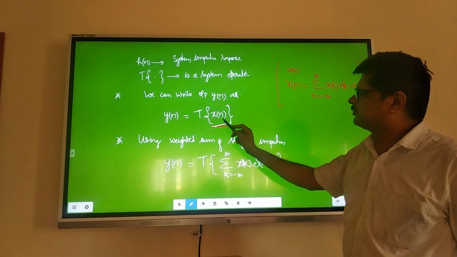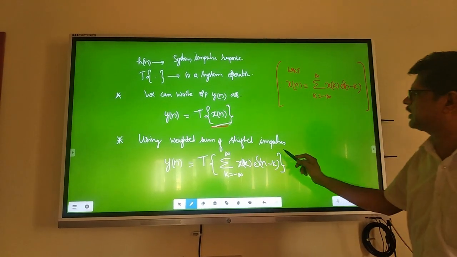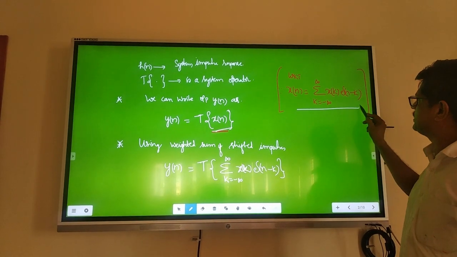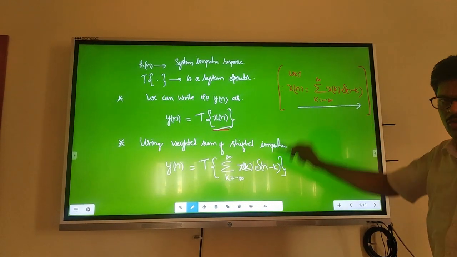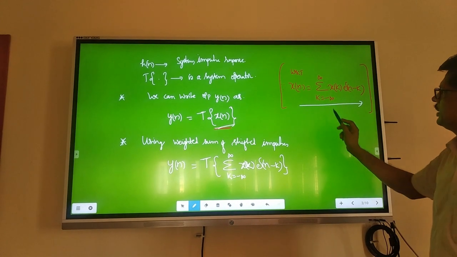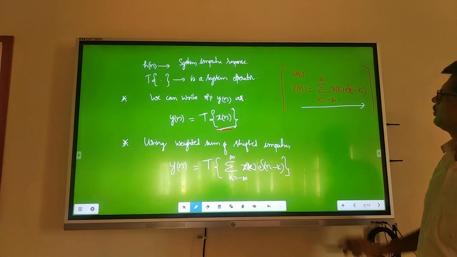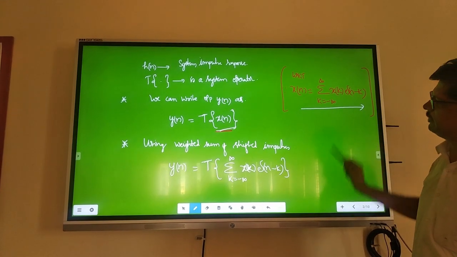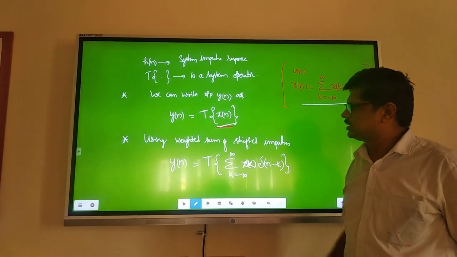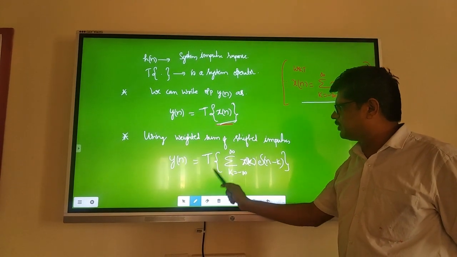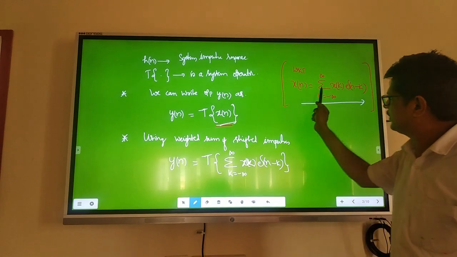Now, you know how to write the input x of n as a weighted sum of shifted impulses from the previous class. I showed you in the last sessions how to write it in terms of shifted impulses using this equation: summation from k equals minus infinity to plus infinity of x of k delta of n minus k. Just substitute the weighted sum of shifted impulses here, so y of n becomes the transform of what is x of n?